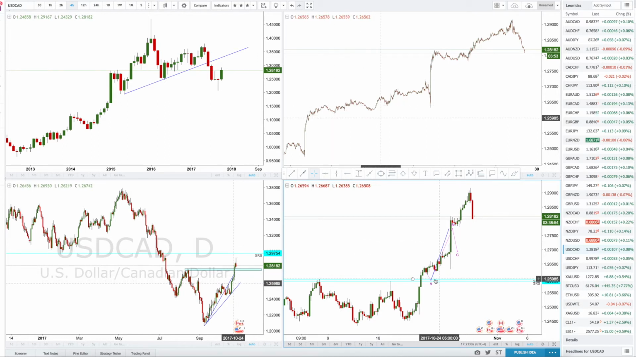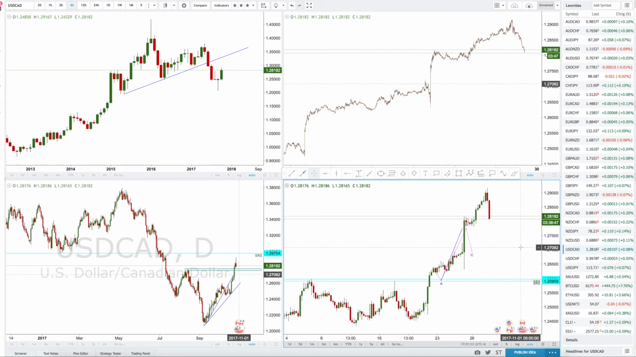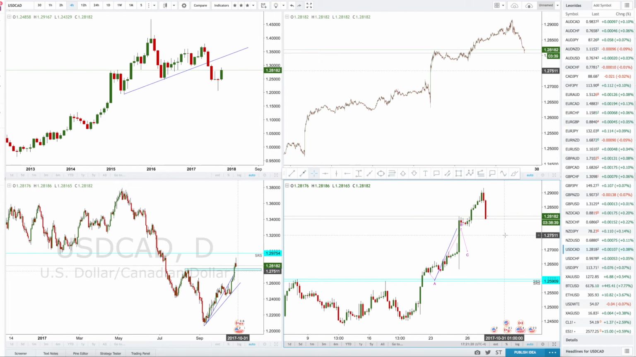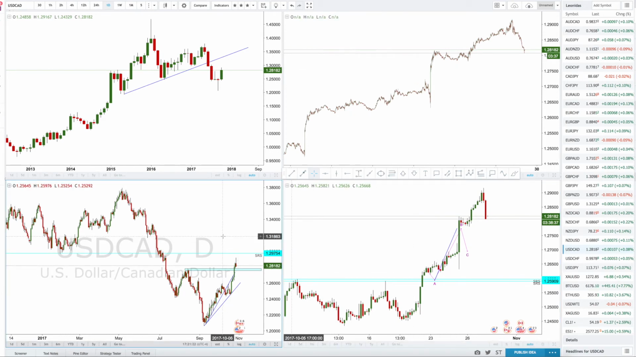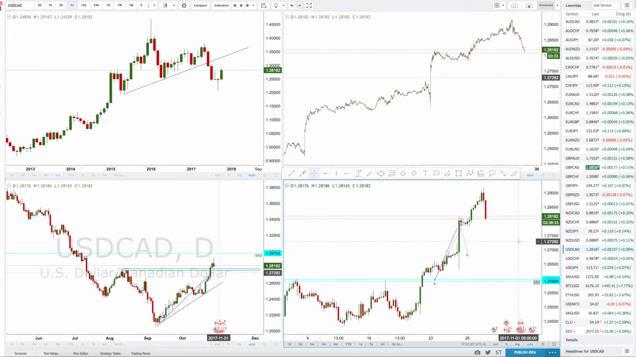This was a good buy that we didn't get filled last week, but we hit some targets from previous swings, so that was fine. We closed pretty bearish, but yeah, I don't know, I'm kind of hesitant in buying this right now.